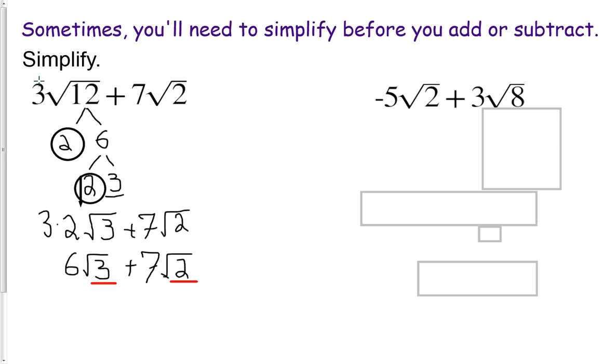And well, why couldn't we rewrite the original? Might be a decent question. We need to simplify either way. The instruction says simplify, and this isn't simplified yet, so this was the correct process.